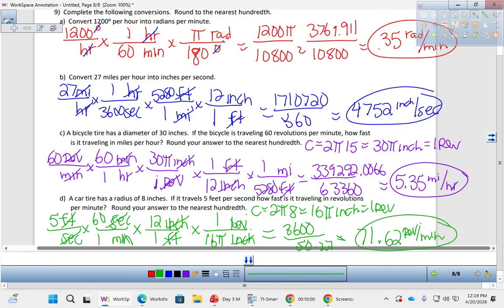Hopefully this explanation helps. If you need more review, there is an extra practice quiz review guide on the front table. I don't have a video explanation for that, but I do have an answer key with the work posted online. Quiz tomorrow.